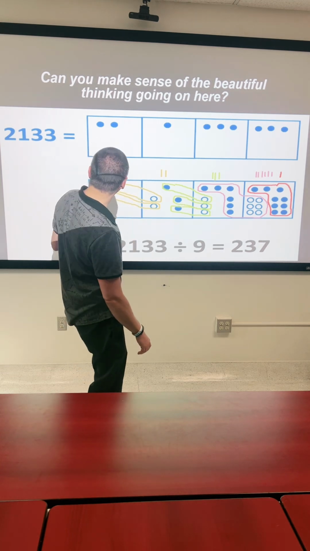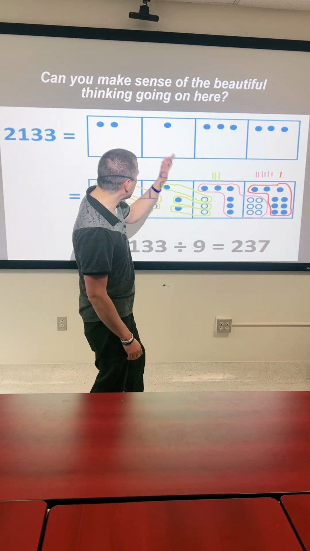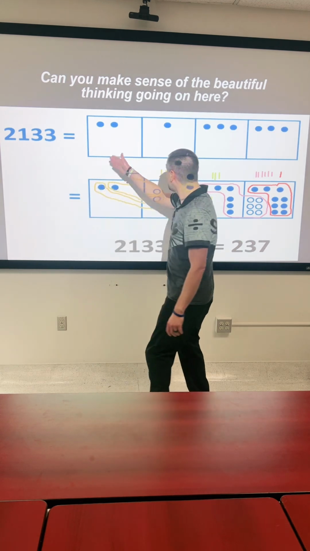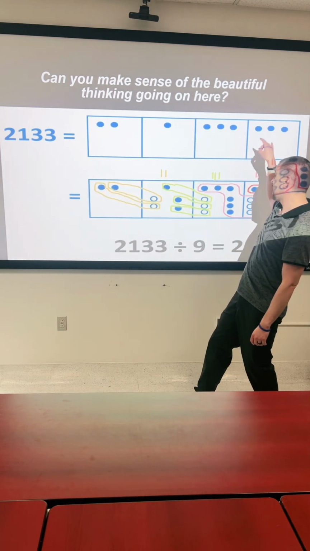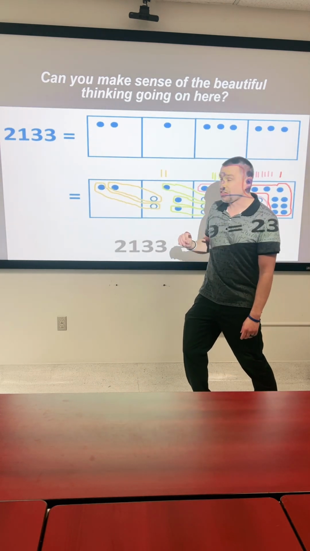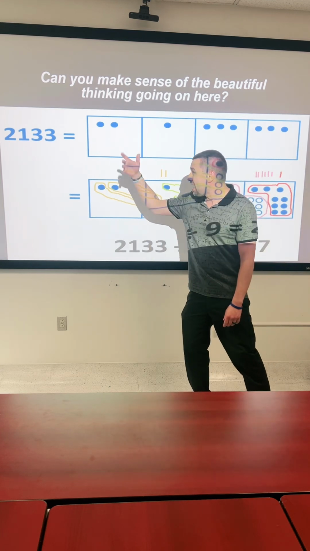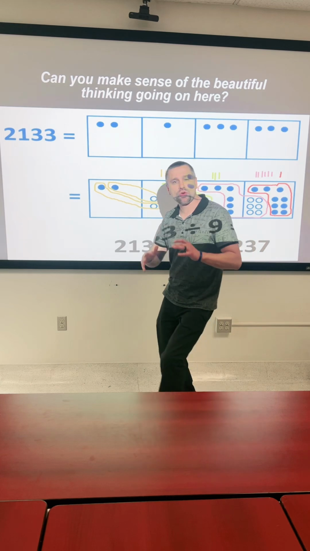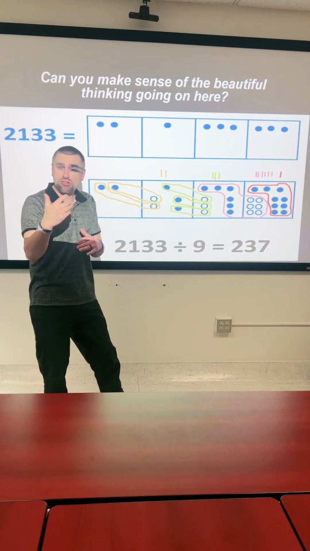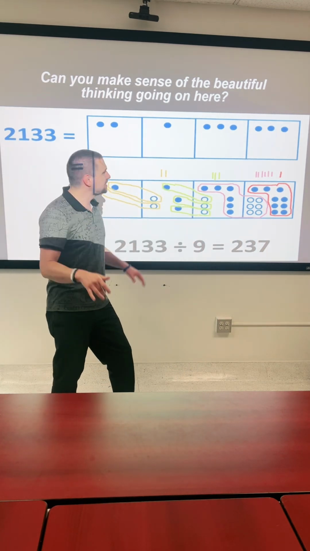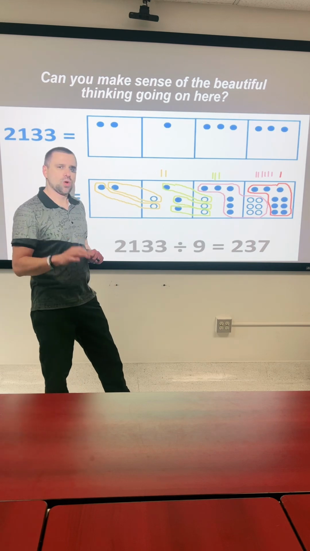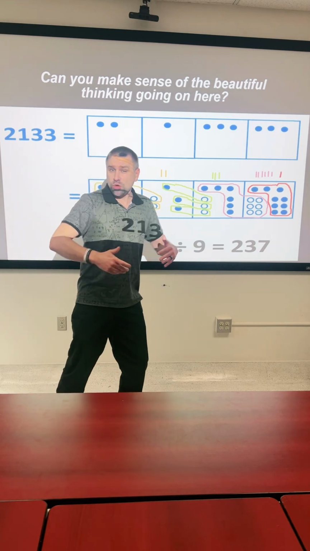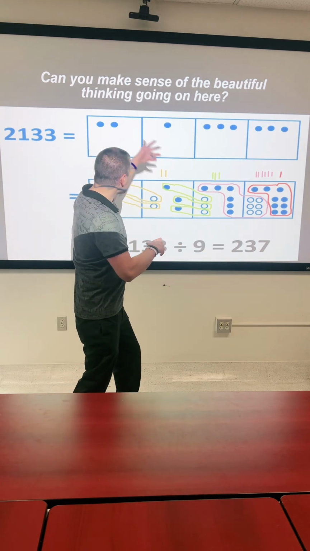So here is a picture of 2,133. We have 2 dots, 1 dot, 3 dots, and 3 dots. That's 2 dots at the thousands level, 1 dot at the hundreds level, 3 dots at the tens, and again 3 dots at the ones. And we're saying how many groups of 9 do we see in a picture of 2,133. So do we see any groups of 9 anywhere?